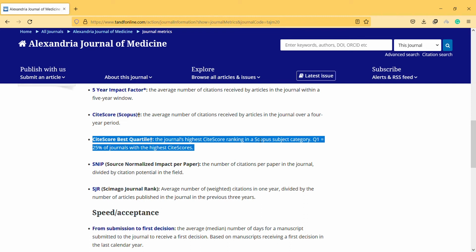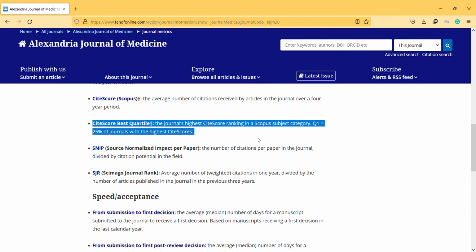If you want to submit an article to a journal, you can check how many articles the journal has published using Google. So if there are many articles, then you can trust the journal.